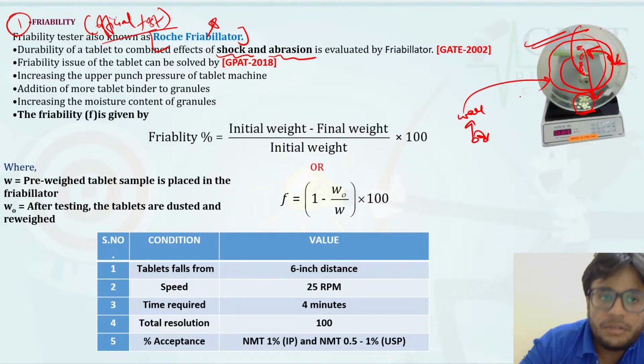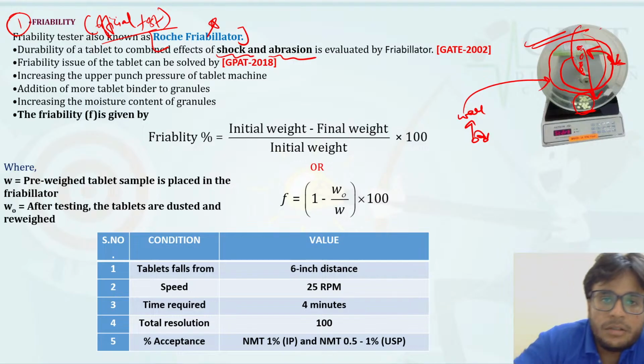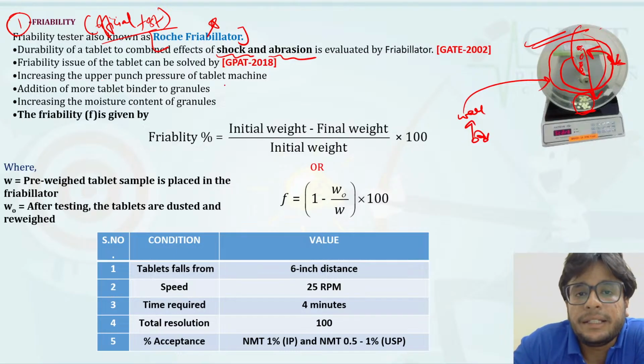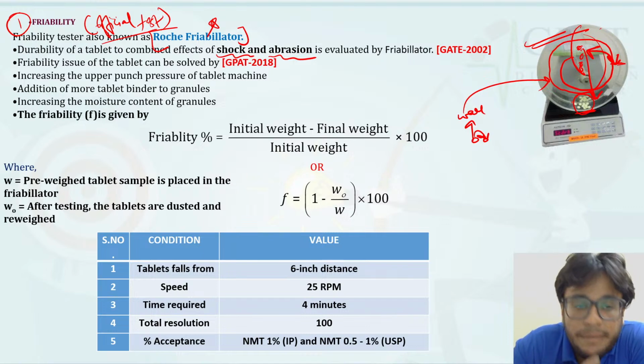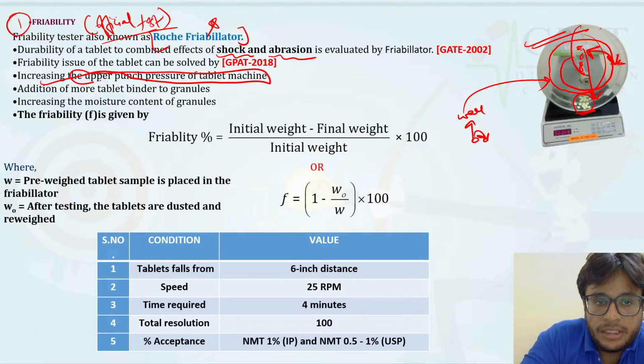Okay, so what phenomena is the friabilator using? The shock and the abrasive phenomena. To solve friability, we can mainly relate it to an increase in the upper punch pressure. If the given tablet is highly friable and highly susceptible to shock and abrasion, then we have to increase the force of the upper punch.